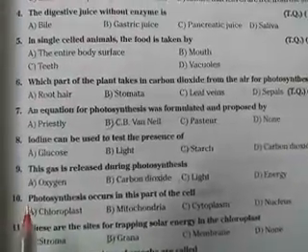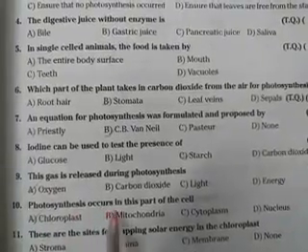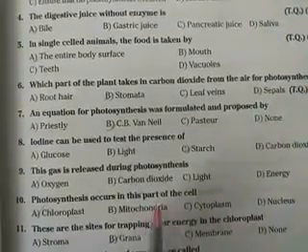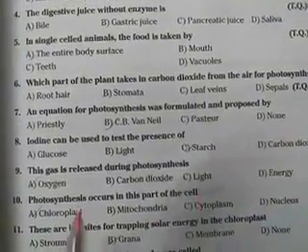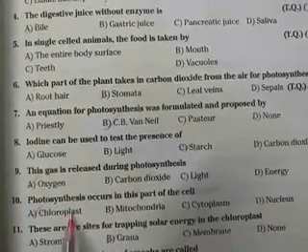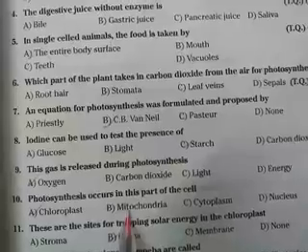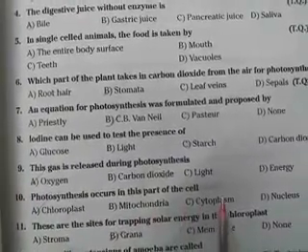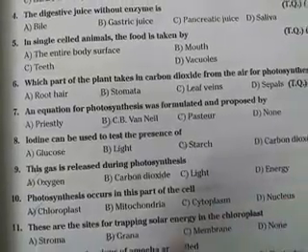10th bit. Photosynthesis occurs in this part of the cell. Photosynthesis occurs in which part of the cell? Chloroplast. In mitochondria, there is a chance to see cellular respiration. Not in the cytoplasm, not in the nucleus.